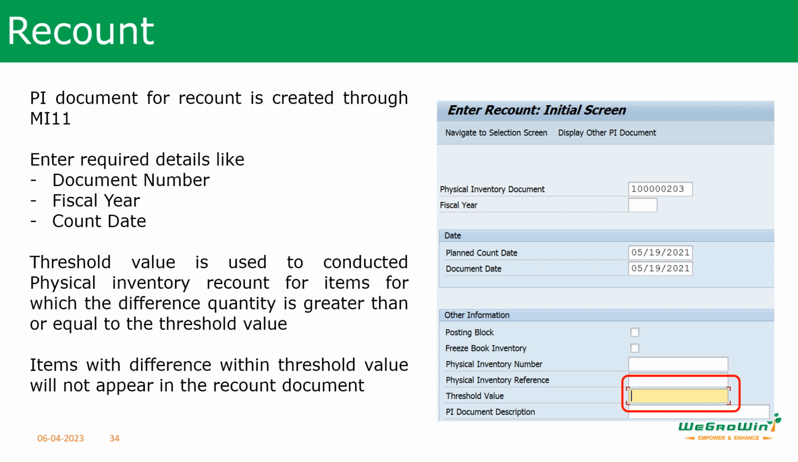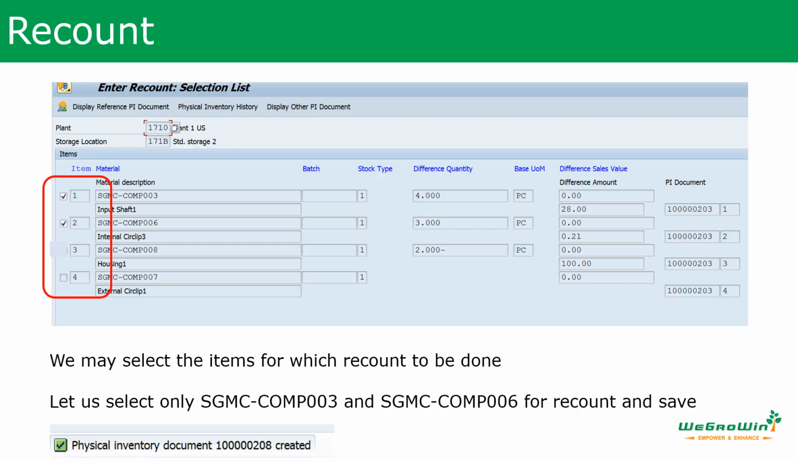If the differences are within tolerance, those items will not appear here, but we have to mention it here. Then it will make our job easier, so that we find out what are the major differences only, and they will come into the recount. There is a further option to select the items for which recount has to be done. Now we have the list of materials displayed here. Let us select only the first two components for a recount and save this.